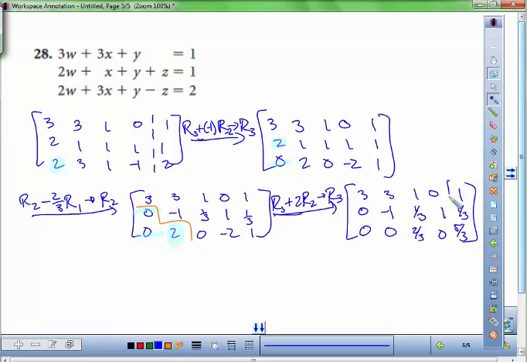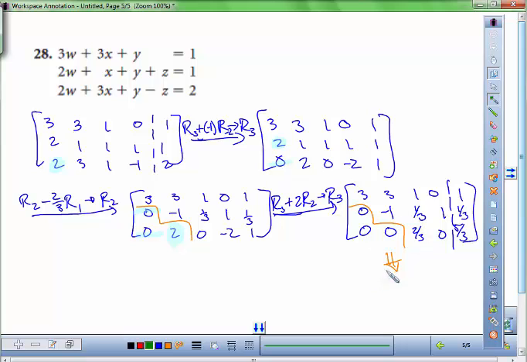So at this point, we are at the row echelon form. The idea is that we're supposed to be able to back solve, but this is a case where we're maybe not able to back solve, because, well, maybe we are. Let's see how far we can get out of this.